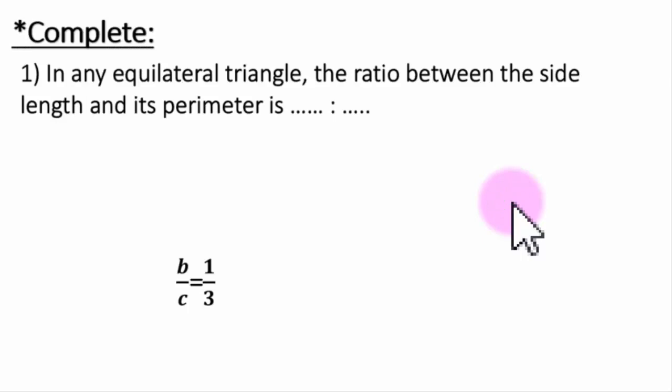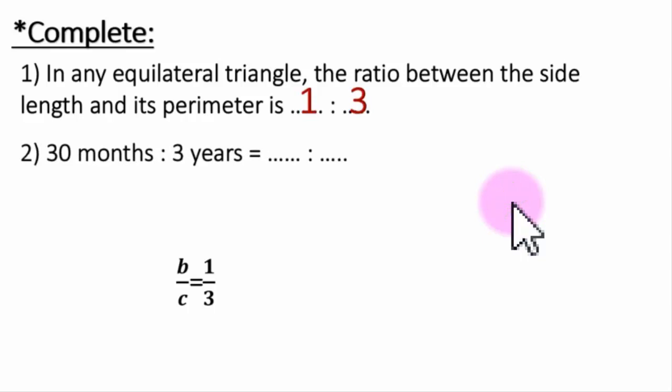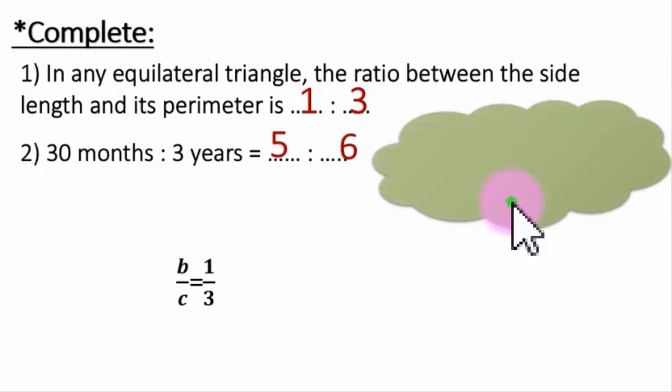Complete. In any equilateral triangle, the ratio between the side length and its perimeter is, well done, 1 to 3. 30 months to 3 years. You know that 1 year equals 12 months. So 2 years equals 24 months. So 3 years equals 36 months. So the ratio now is 30 to 36. But we want to put the ratio in the simplest form. So divide both terms by 6. 30 divided by 6 equals 5. 36 divided by 6 equals 6.